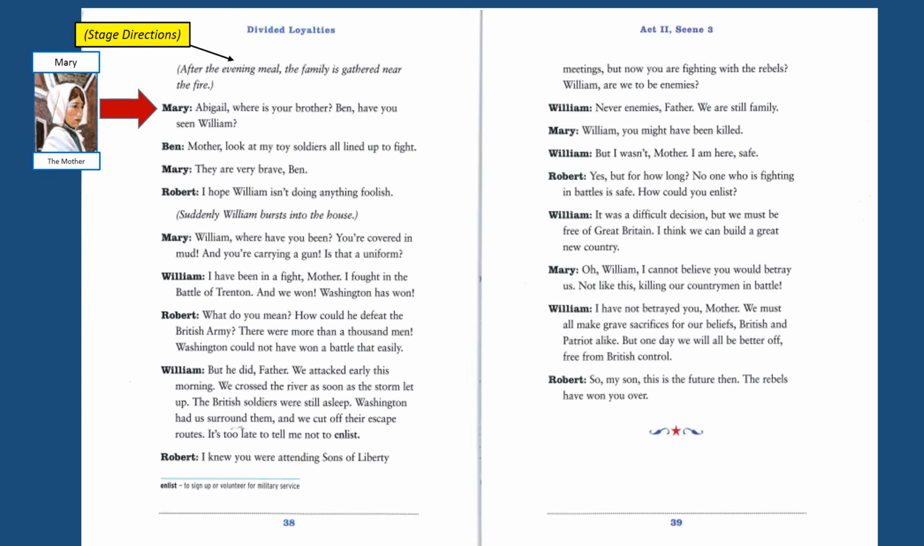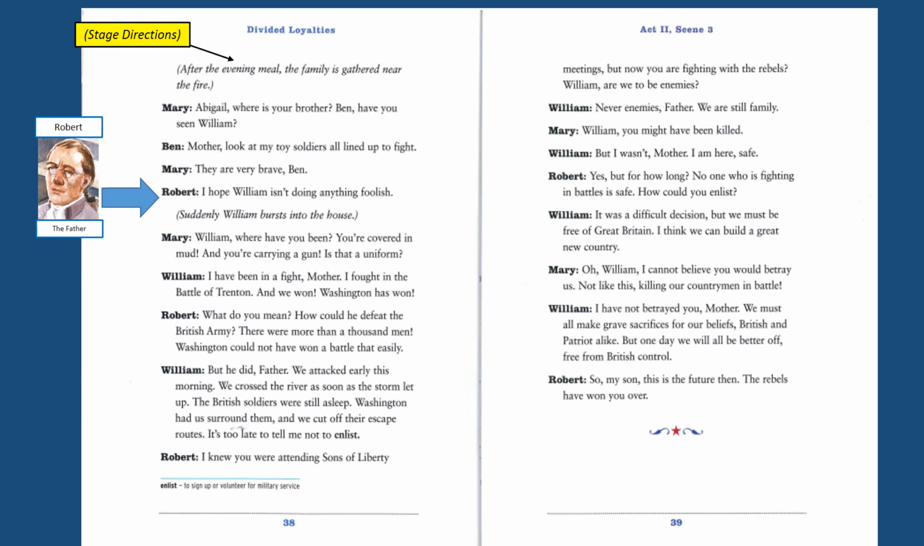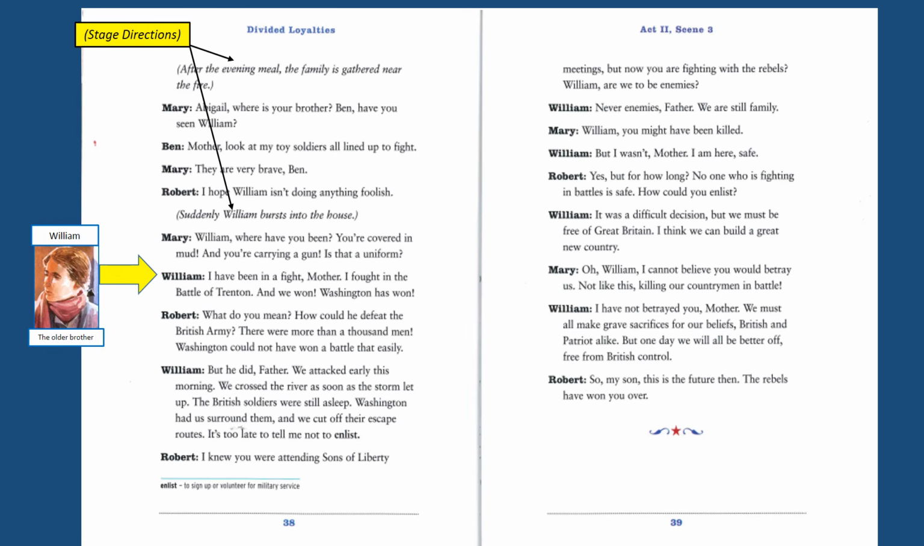Abigail, where is your brother? Ben, have you seen William? Mother, look at my toy soldiers all lined up to fight. They are very brave, Ben. I hope William isn't doing anything foolish. William, where have you been? You're covered in mud, and you're carrying a gun? Is that a uniform? I've been in a fight, Mother. I fought in the Battle of Trenton, and we won! Washington has won! What do you mean? How could he defeat the British army? There were more than 1,000 men. Washington could not have won a battle that easily.